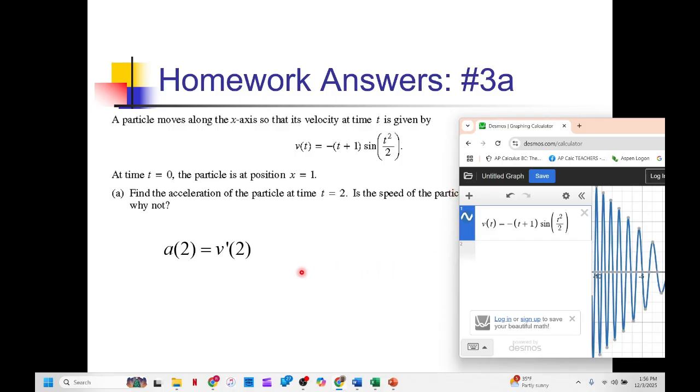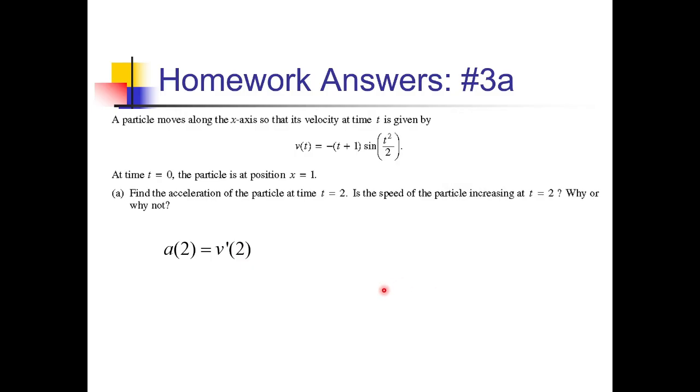So all we needed to do here is do v prime of 2. Since we already have v defined, we're allowed to just take the derivative at a single spot without actually writing what the derivative of that looks like algebraically. So I'll just write v prime of 2 and take whatever number it gives me. That's going to be 1.588. So that's our acceleration.